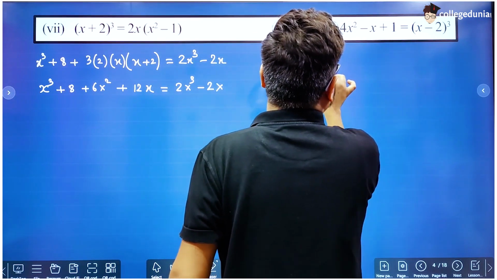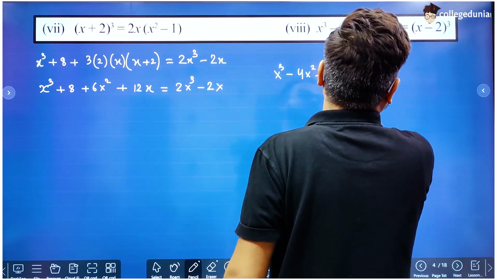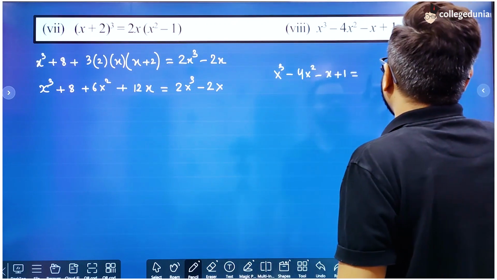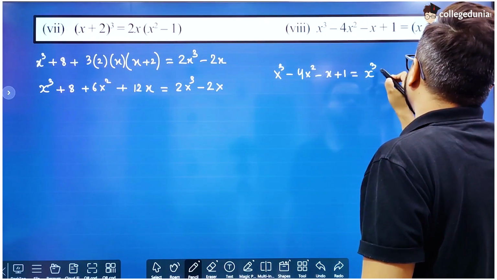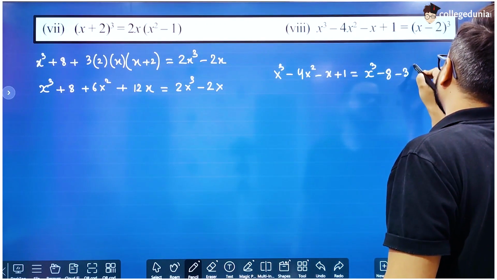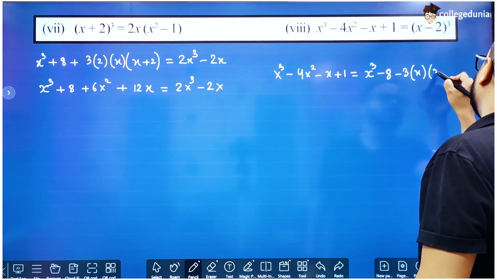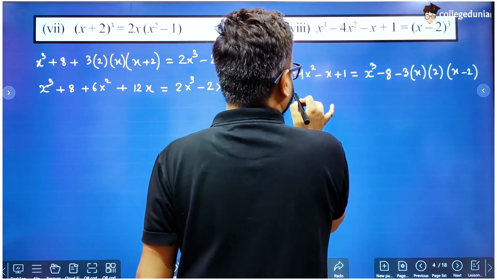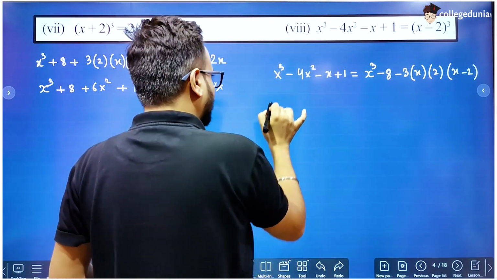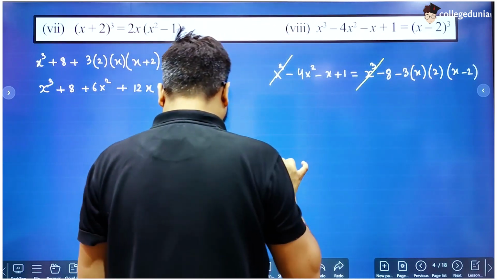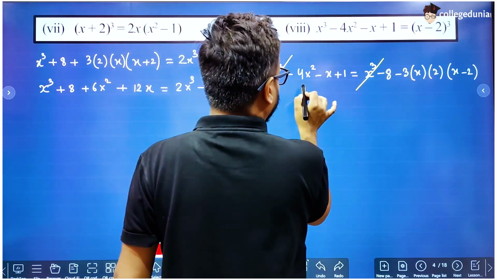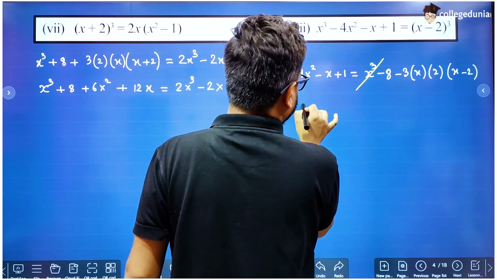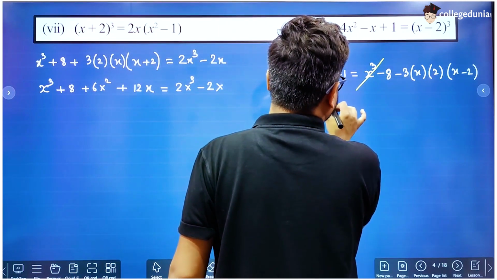So let me solve it. Apply the identity of a minus b whole cube, which is a cube minus b cube minus 3ab into a minus b. So yes, x cube and x cube are cancelled. Now let's check whether the x square term is there or not.